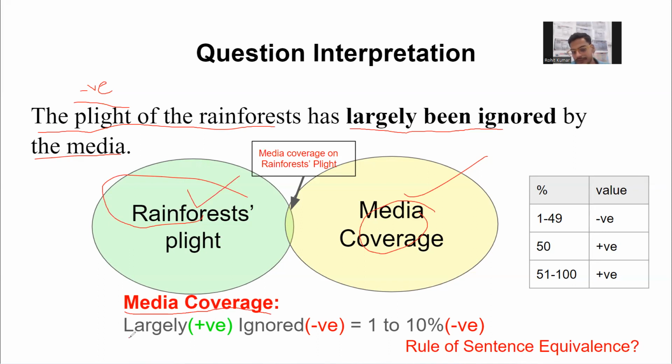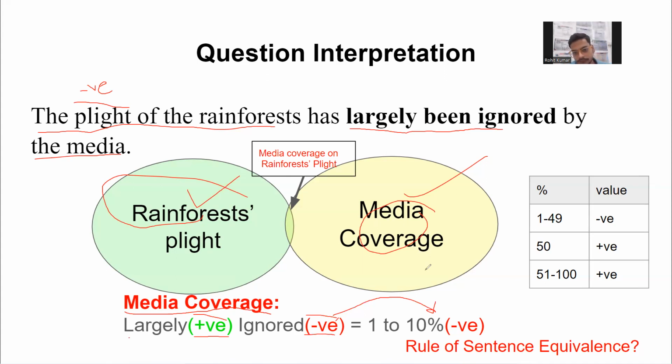Now, let's use the rule of sentence equivalence. The rule of sentence equivalence means that two ideas generate a different type of value. Let's say, for example, there are two ideas of which one is positive and the other is negative. We are going to get a negative value. In a similar way, if there are two positive values, we are going to get a positive value. And if there are two negative values, we are going to get a positive value. This happens even in elementary mathematics, if you have solved some maths.